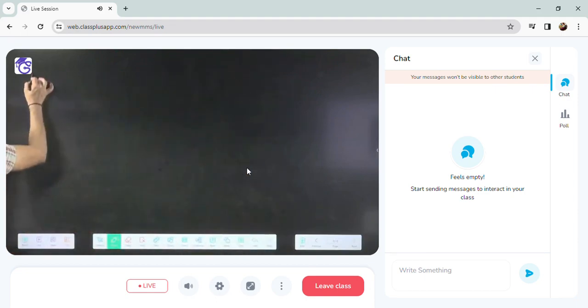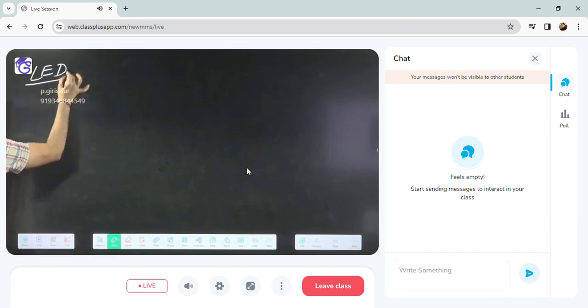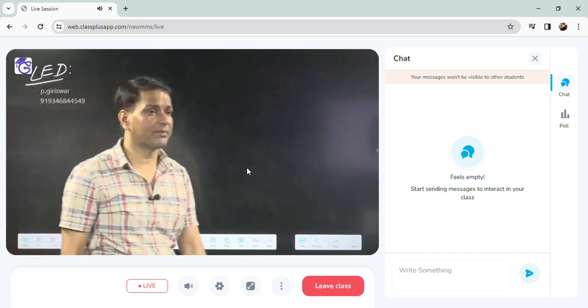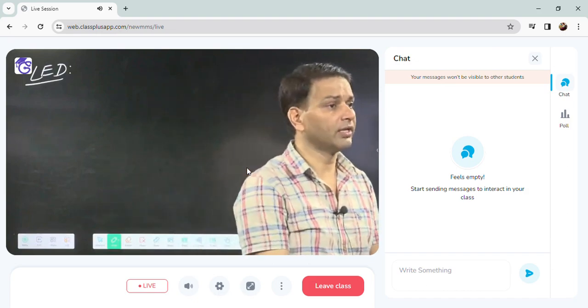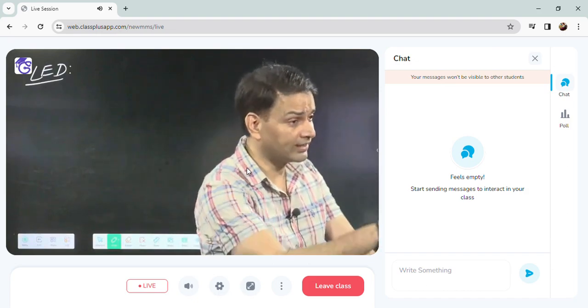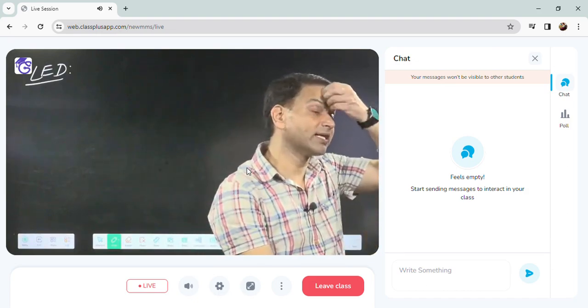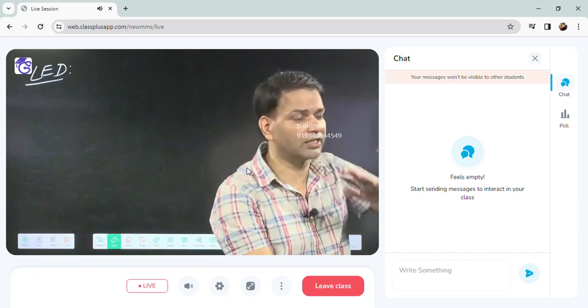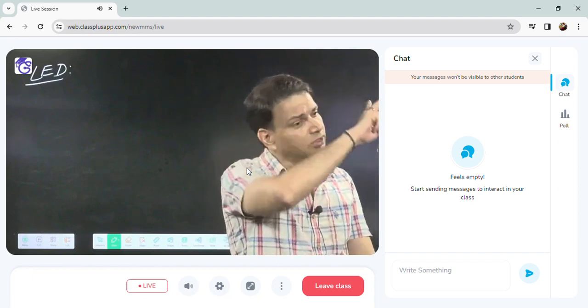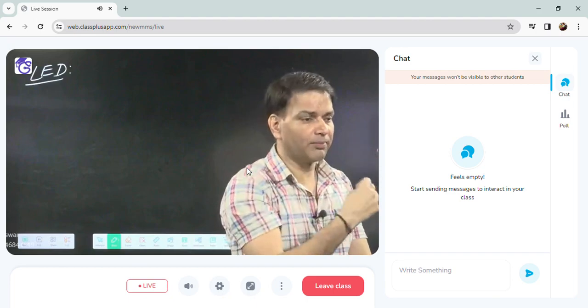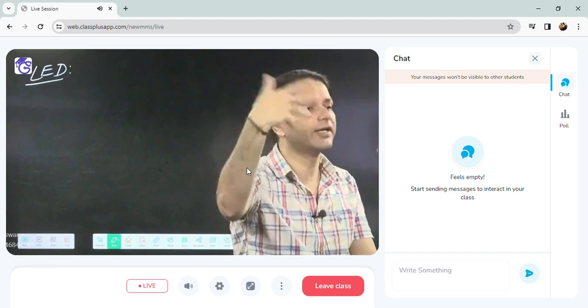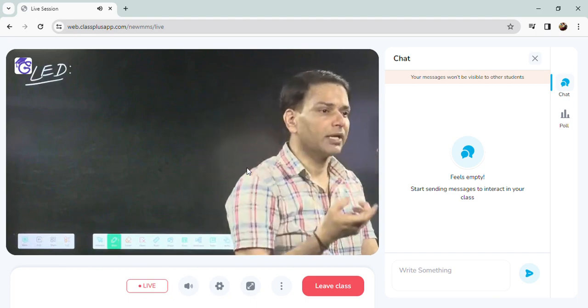Now next is the LED. LED is the light emitting diode. Light emitting diode means it is emitting the light. So its working is the opposite of the photodiode and the solar cell. The other two are absorbing the photon, but here it will give the light. So it will give the photon.